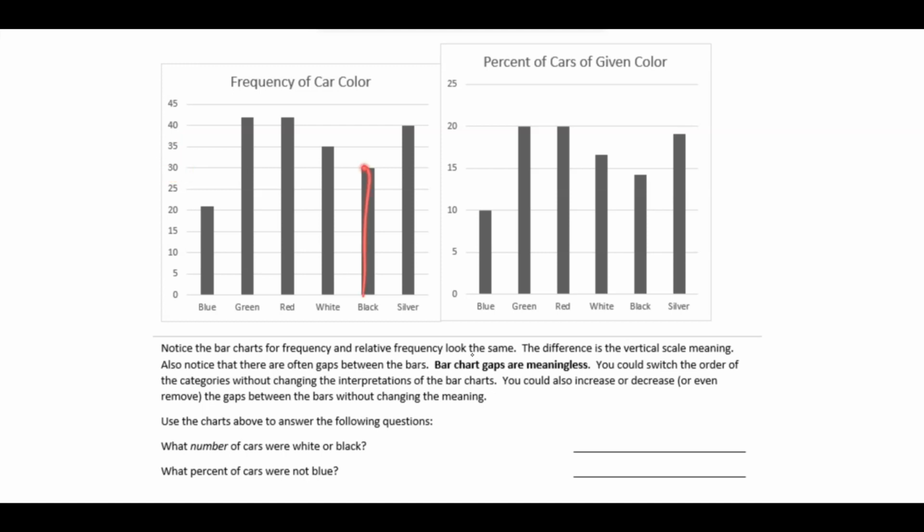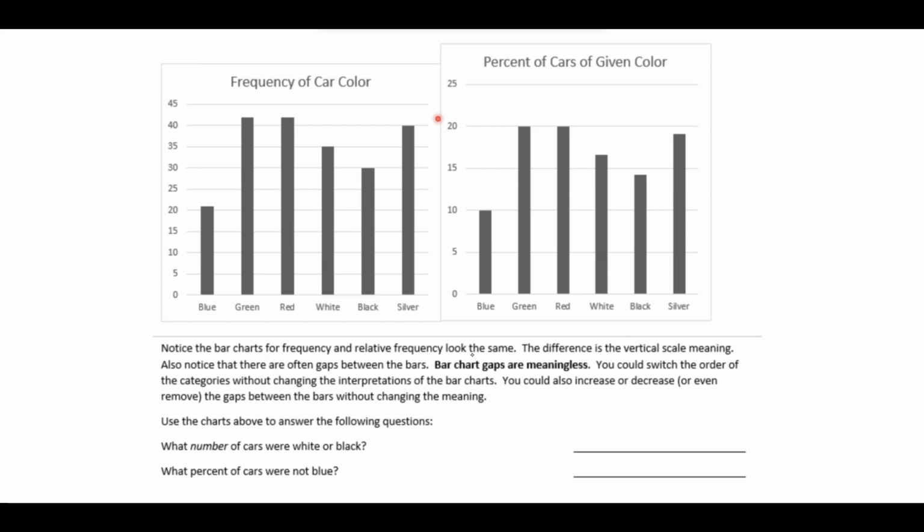There are 30 black cars in this sample. Percent, or a relative frequency, for example, red cars, you go over, and that's a percentage, 20%, not 20 cars, but 20%. So the relative frequency, or the percent of, is not the number, but the percentage out of 100.